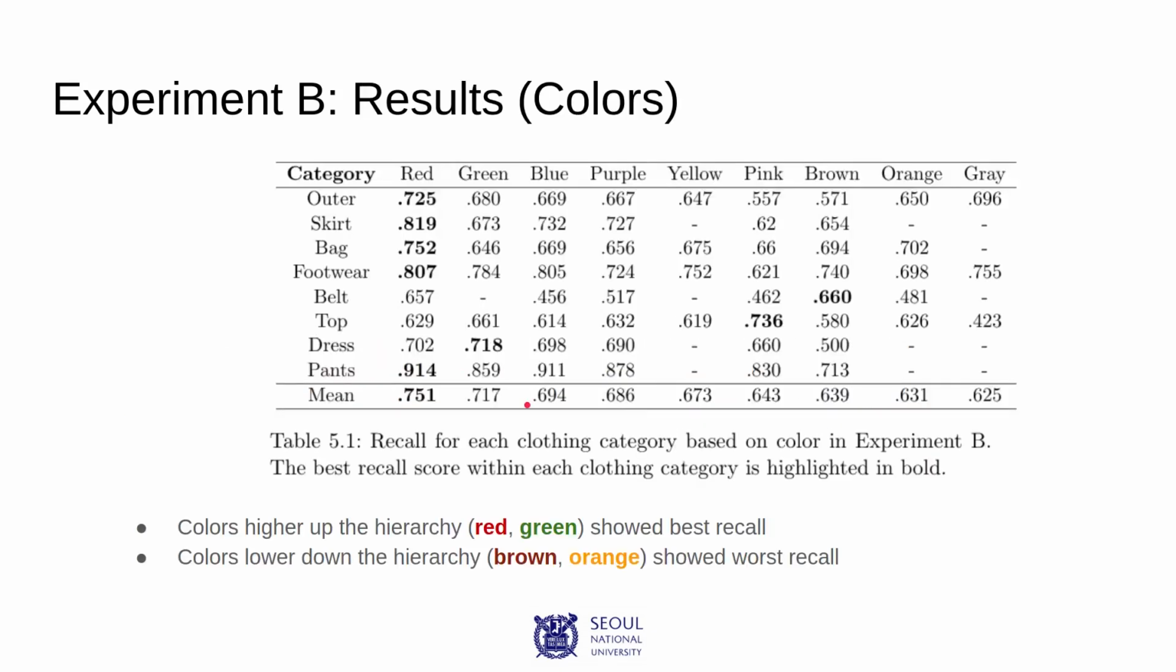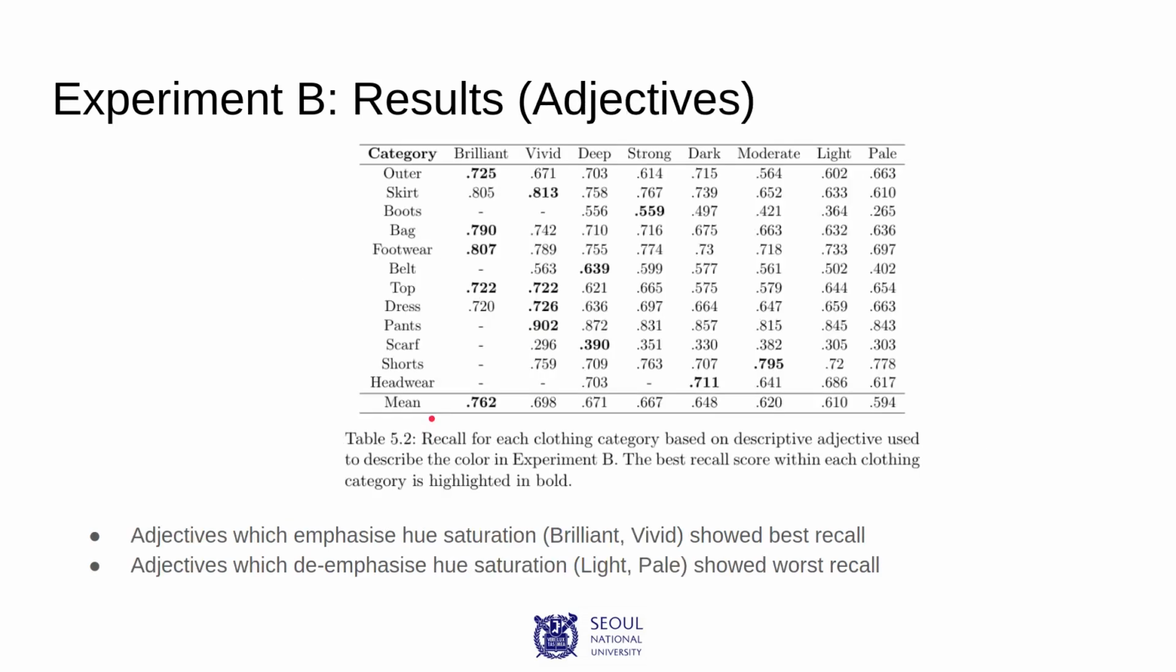When we look at the results, similar to experiment 1, red shows the best recall. And then colours lower down the hierarchy, such as brown, orange, and grey, show greater than 10% worse recall on average than these colours higher up the hierarchy. Also, interestingly, colours that are described as vivid, brilliant, or deep, so colours which emphasise hue, generally show much better recall than colours which de-emphasise hue, such as moderate, light, or pale.